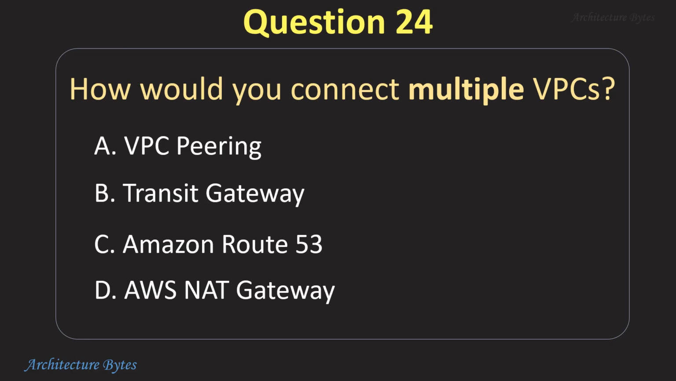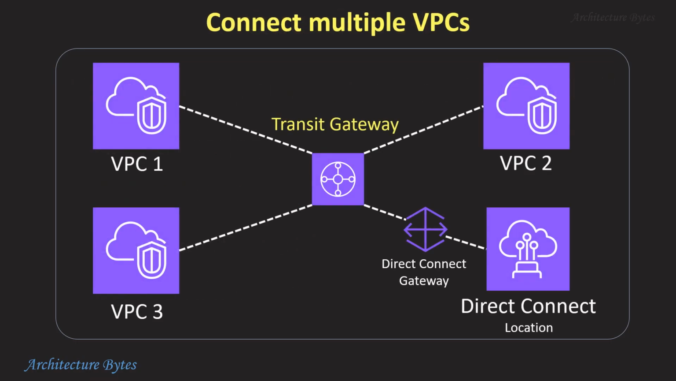How would you connect multiple VPCs? This can be done using a transit gateway, which acts like a central hub that simplifies connecting multiple VPCs and on-premise networks. It centralizes connections, reducing complex configurations compared to VPC peering's point-to-point approach.